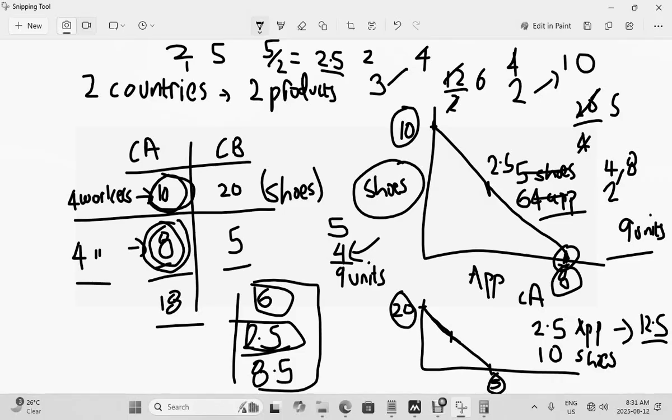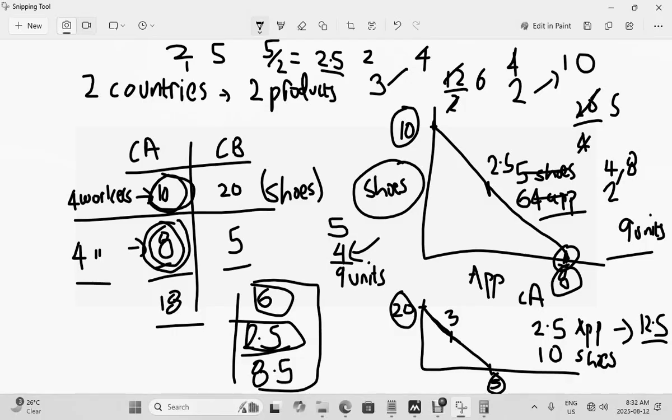So now what you're going to do is figure out what's going to happen if they reassign some of their workers towards producing either shoes or appliances. So let's say rather than 2 workers, they assign 3 workers. Company B has a comparative advantage in production of shoes, so they assign 3 workers to produce shoes.